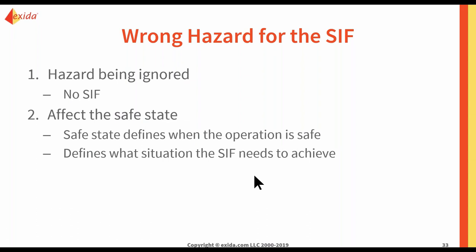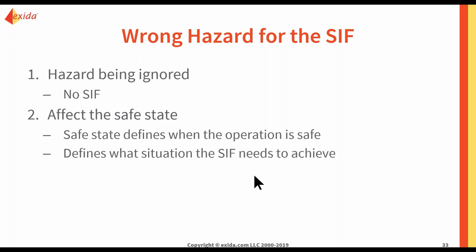What could be a wrong hazard? The hazard being completely ignored, as I have mentioned, for the lack of design information of the overpressure vessel problem. If we assume that the design limit is not going to breach, we are actually ignoring a whole hazard. Then there won't be a SIF to prevent that particular hazard, and there is a very dangerous situation.